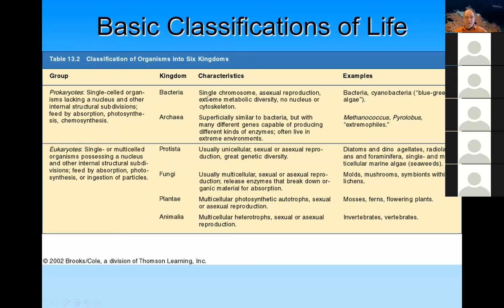And so that's one of the forms. Archaea, which weren't really discovered until the 70s, I guess, are superficially similar to bacteria, but with many different sets of genes, different enzymes, capable of living in very extreme environments. So the archaea are often referred to as extremophiles, organisms that like extreme conditions. So these are the prokaryotes. And these organisms have in common that the genetic information they contain is passed along in the form of DNA.